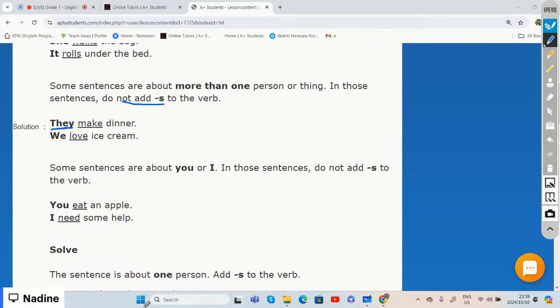And when some of our sentences are about you or about I, then within those sentences, we do not add an S to our verb either. So you eat an apple, but not you eats an apple. You eat an apple, or I need some help. We don't add an S to our verb.